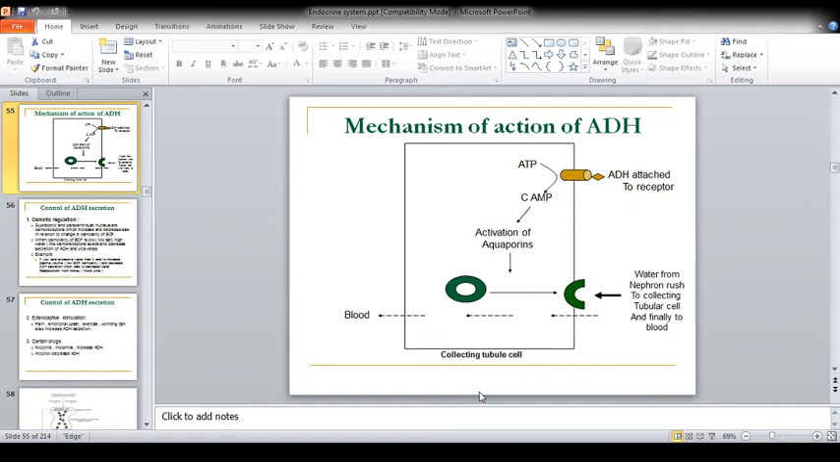Moreover, it is also controlled by stretch receptors which are present in the arteries and in the heart. So what happens is, when there is increased volume, that is, there is more stretching in the heart or the main arteries, it would cause less ADH secretion, and if the stretch is lowered, there would be more ADH secretion.